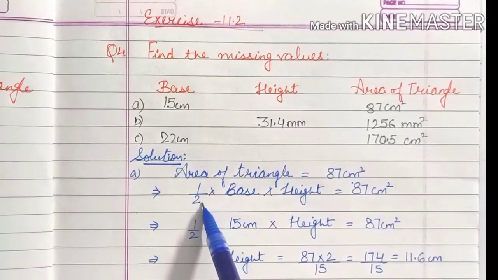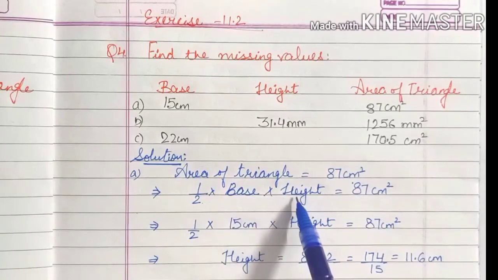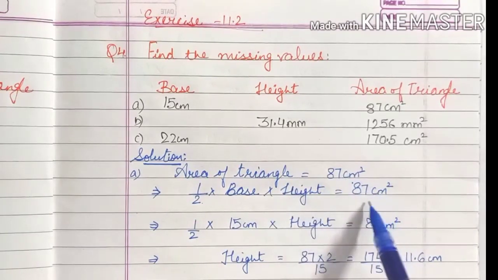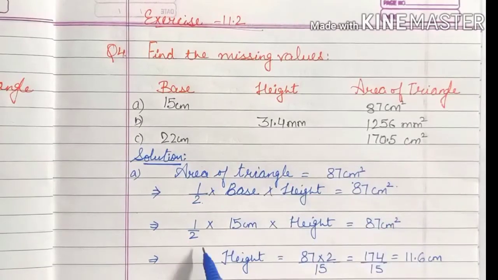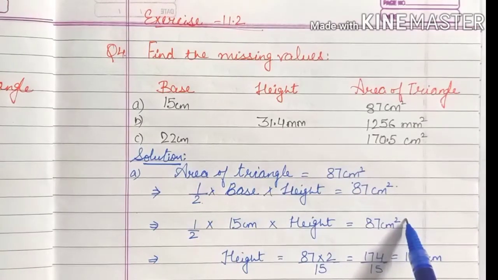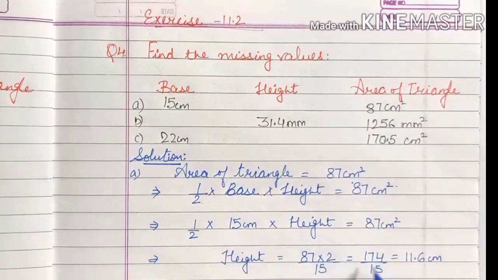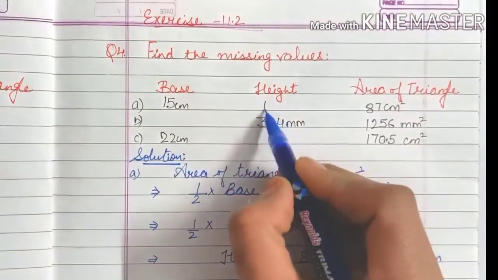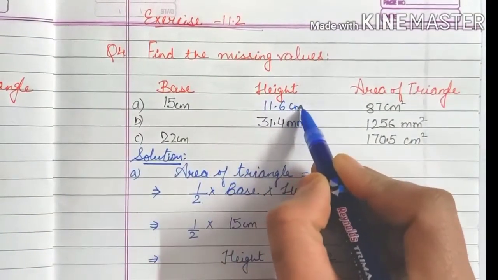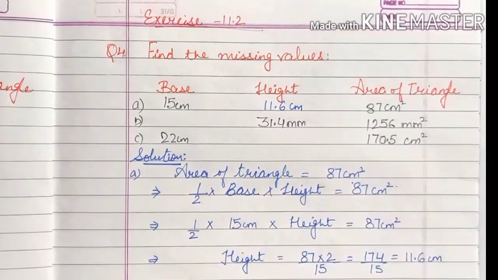For that first we will write the formula, half multiply base multiply height, and area is given 87 centimeter square. Put the value of base: half multiply 15 centimeter multiply height equal to 87 centimeter square. To find the value of height, we will transpose 2 and 15 to the right hand side. So it will be 87 multiplied 2 upon 15. If we simplify, height is equal to 11.6 centimeter. So here we got the height 11.6 centimeter.